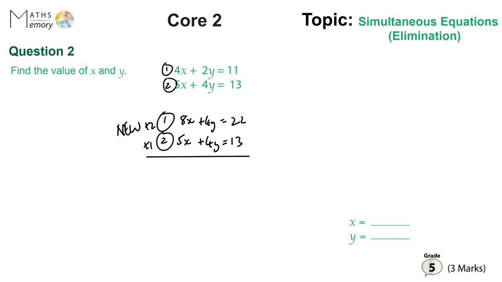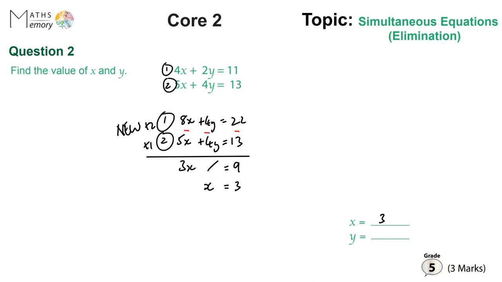Let's think to ourselves, how can we eliminate the y's now? So this is simply a minus over here because 4y take away 4y is 0y. Let's take away all the respective columns together and let's do this together. Now 8x take away 5x is 3x, 4y minus 4y is 0y, 22 take away 13 is 9. Hence 3x equals 9, x equals 3. Now that's the first step. We've found out the value of x.